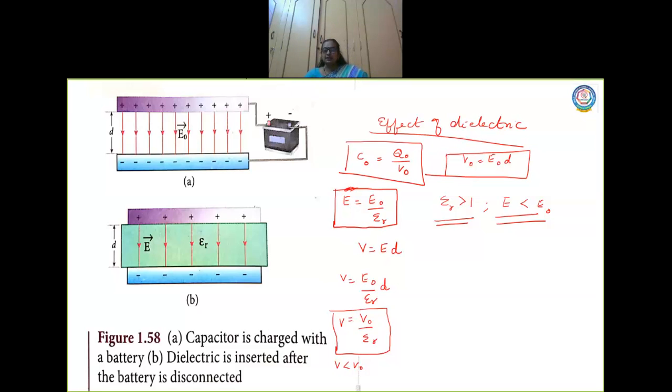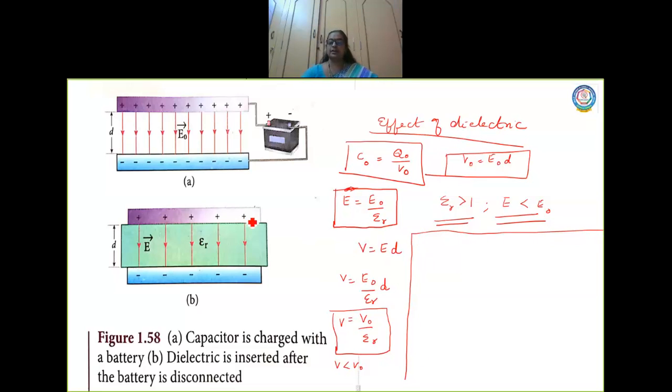So as V decreases, now you know that when potential is going to be decreasing, what happens to the capacitor? What happens to the capacitance of a capacitor? The capacitance will increase. So whenever you have a dielectric, that dielectric will increase the capacitance of a capacitor.